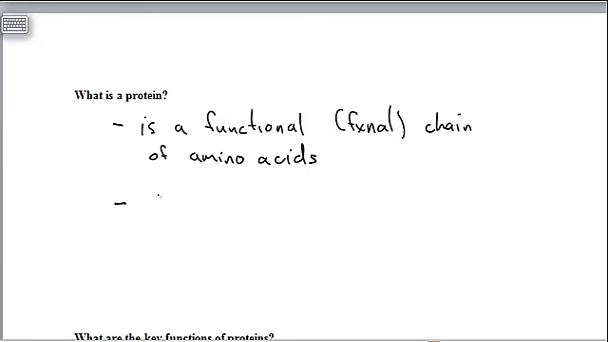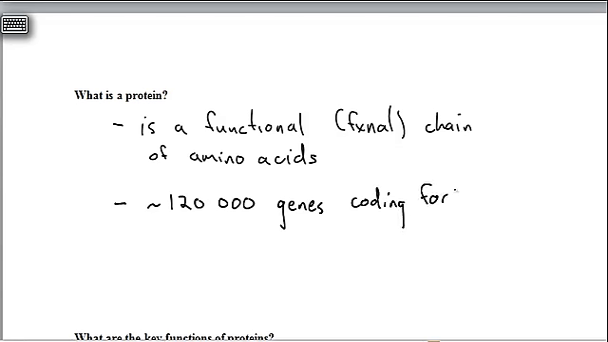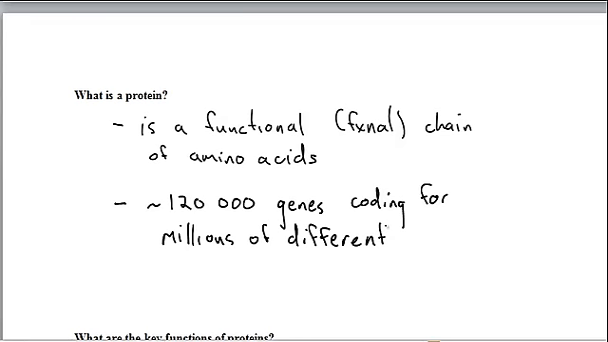And in our body, we have approximately 120,000 genes coding for millions of different proteins. And the reason 120,000 genes can come up with millions of proteins is many proteins work in combination. So maybe they're one form part A and part B, and they come together to form a different function and a different protein, C.